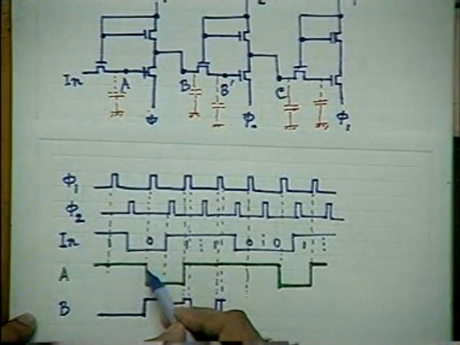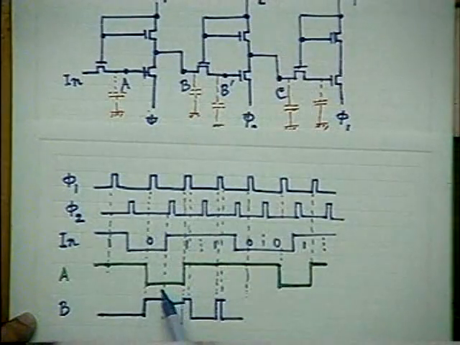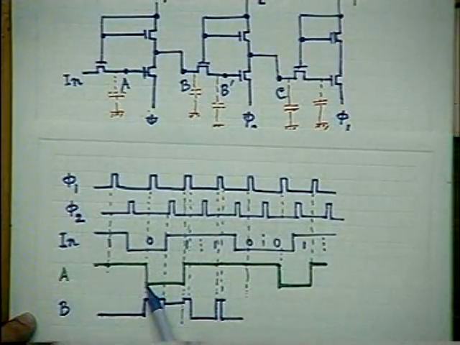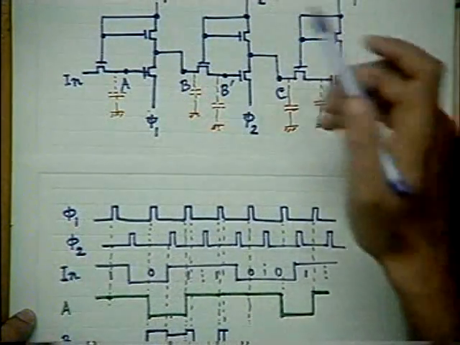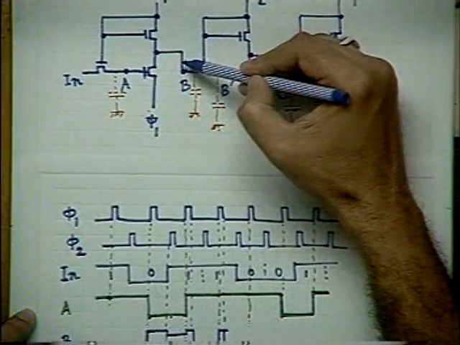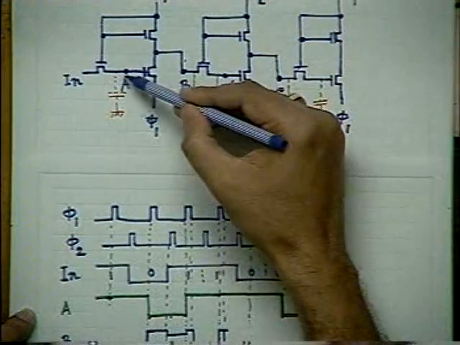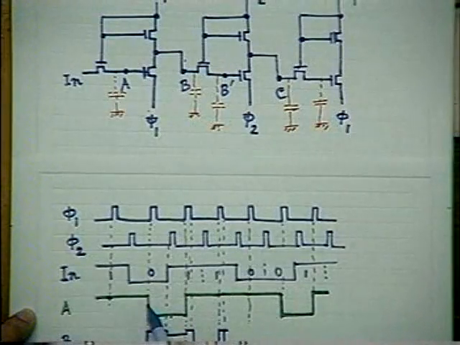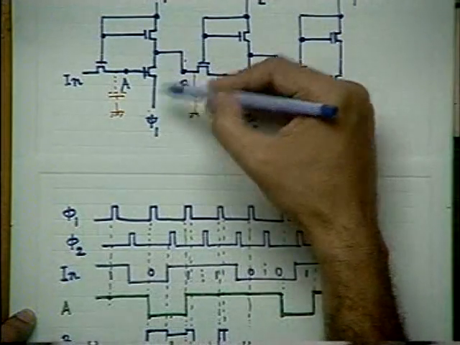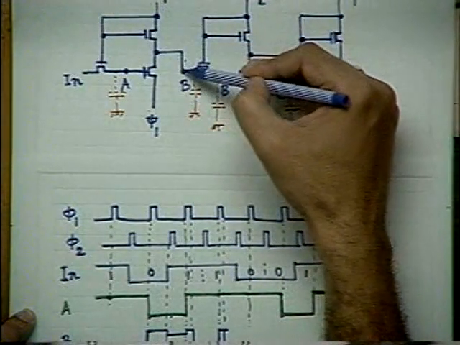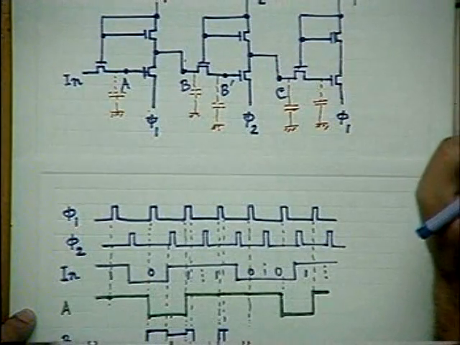Then at this edge, when phi 1 is again high, you see that A has already made a transition from high to low. Now phi 1 is high, so this transistor is on. And is this also on or off? No, at this point A is 0, so this transistor is off, though phi 1 is high. So through this path, the node B will be charged, and it will go towards the high voltage.